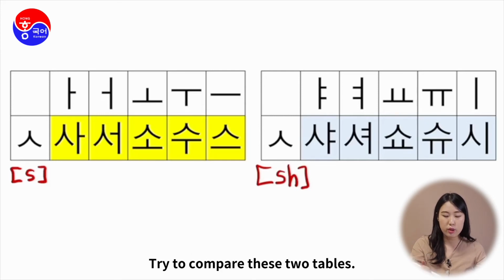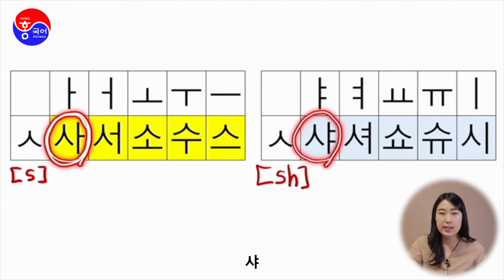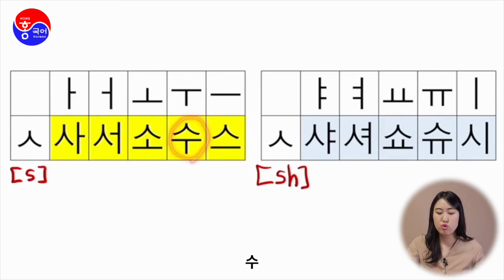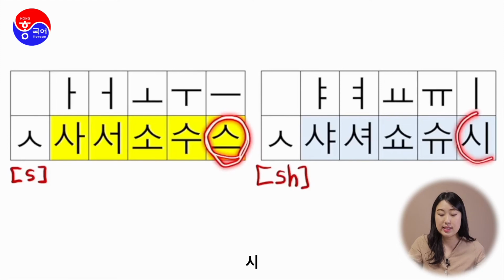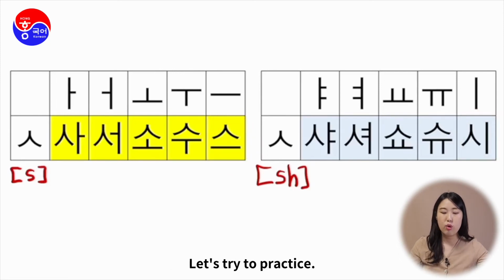So try to compare these 2 tables. 사, 샤, 서, 셔, 소, 쇼, 수, 슈, 스, 시. Can you feel the difference? Okay, so let's try to practice.